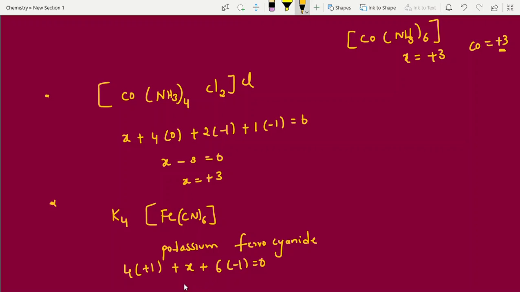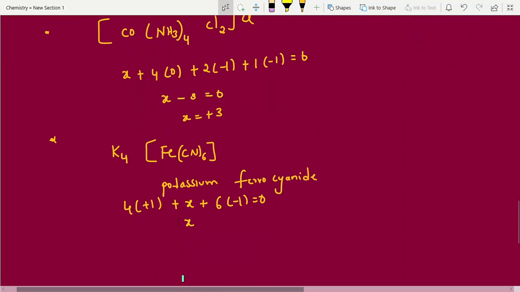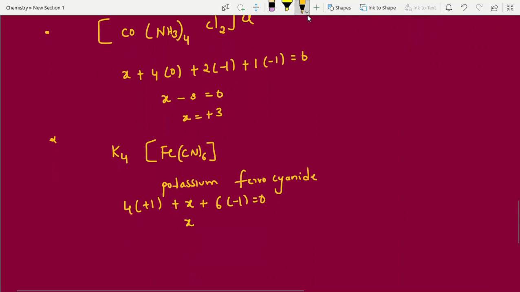That's it. Tell me students, what is the answer? After simplification, what is this? 4 plus x minus 6 equal to 0. X equal to plus 2. Iron oxidation state here is plus 2.